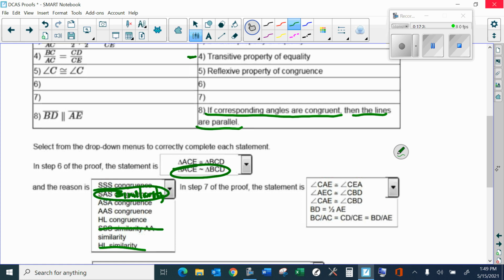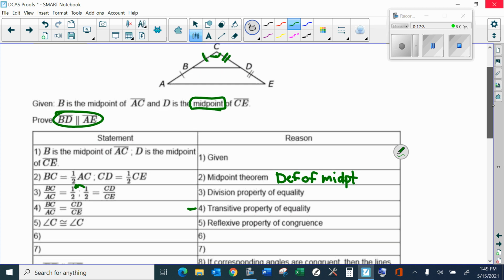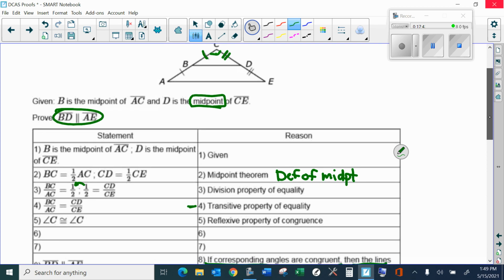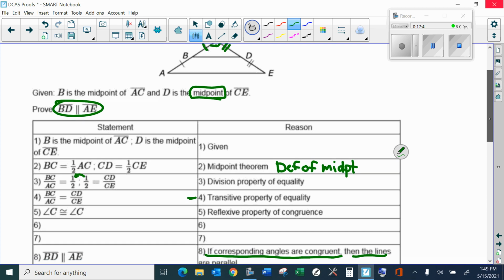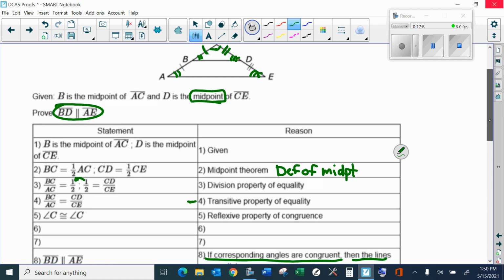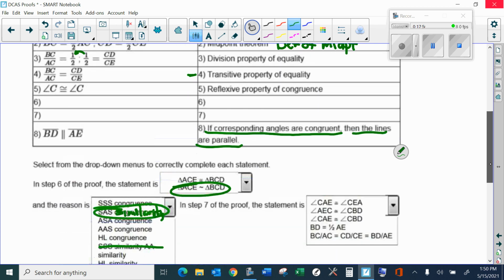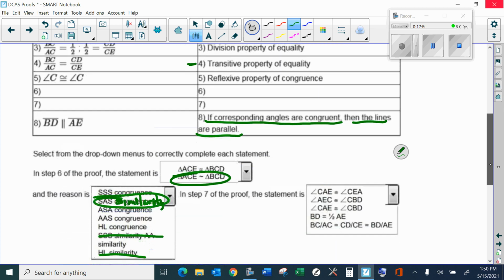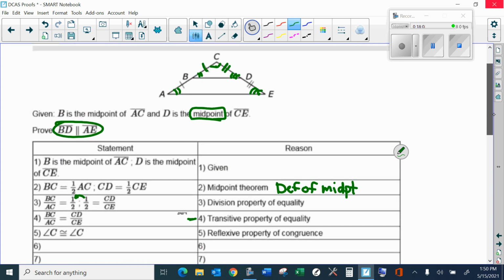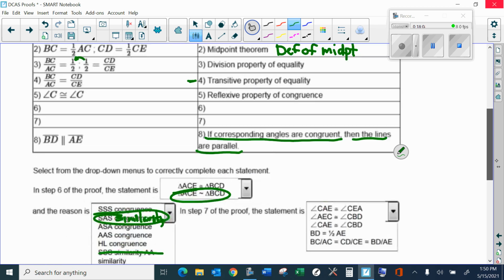We have this right here. In step 7 of the proof, the statement is, if they're similar, then that means all corresponding angles have to be congruent. So that means this angle would have to be congruent to that one, and this one congruent to this one, once you've shown similarity. So that's what you're checking for from here. Angle CAE, CAE is the bottom one, and that would go along with CBD. That's not it.